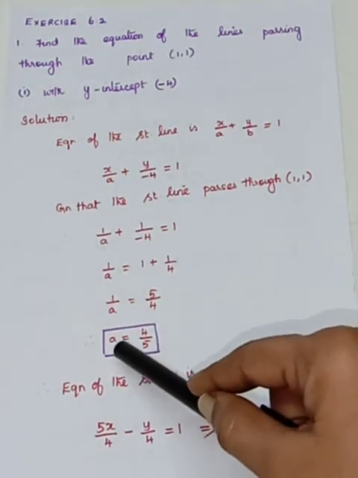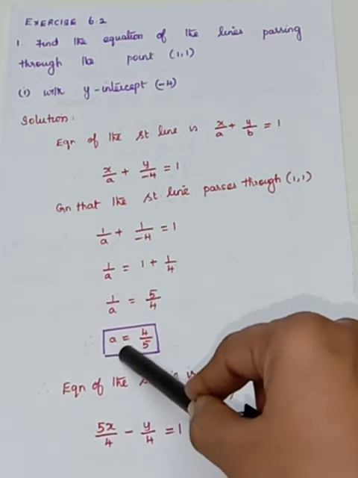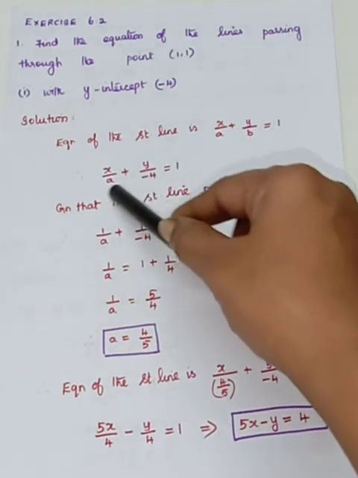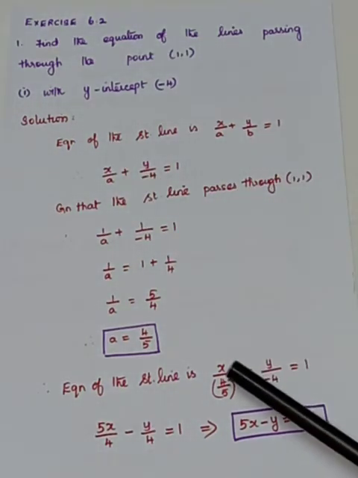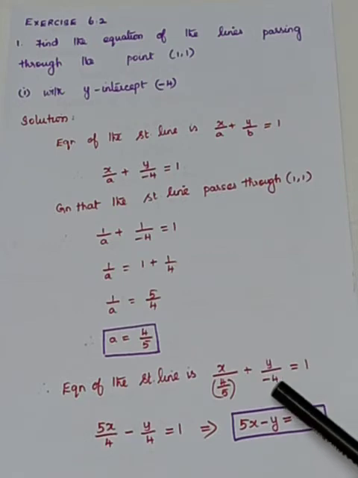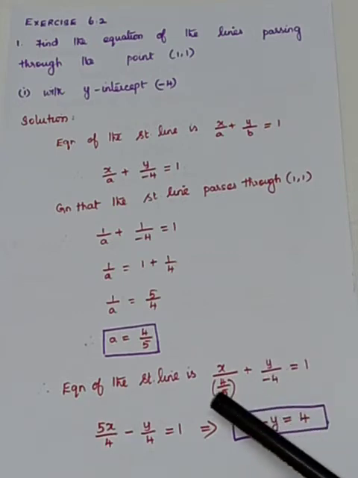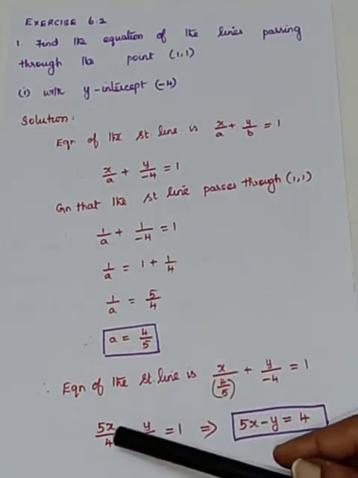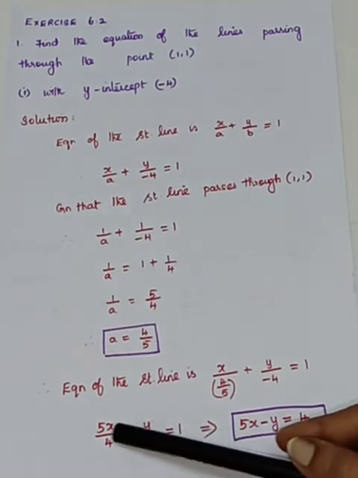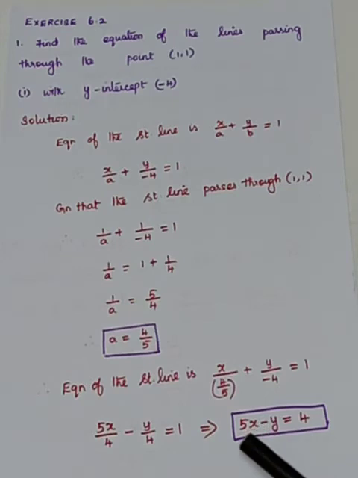So we have found the x-intercept. The x-intercept is there, and the y-intercept is already there. If we substitute, the equation of the straight line is x by (4 by 5) plus y by minus 4 is equal to 1. So the 5 will go to the numerator: 5x by 4 minus y by 4 is equal to 1. 4 is the LCM, so 5x minus y is equal to 4 into 1, that is, equal to 4.